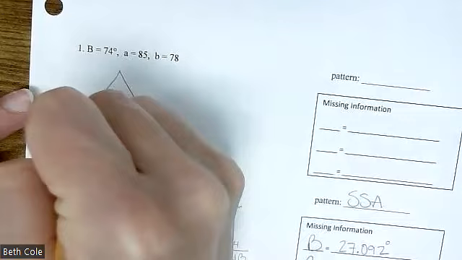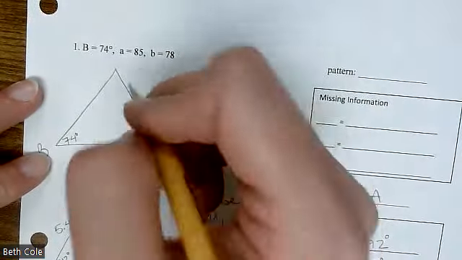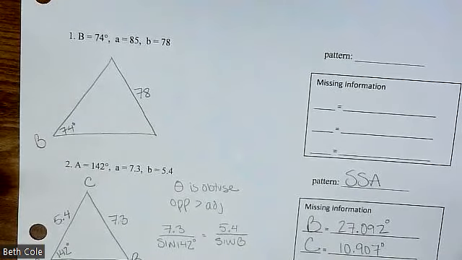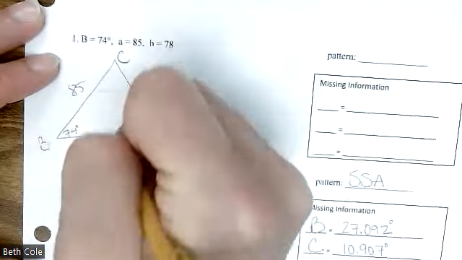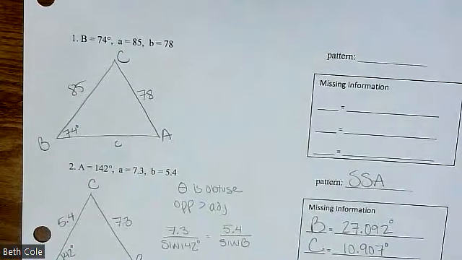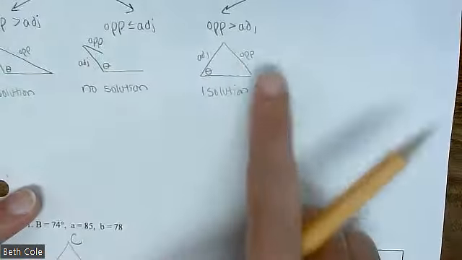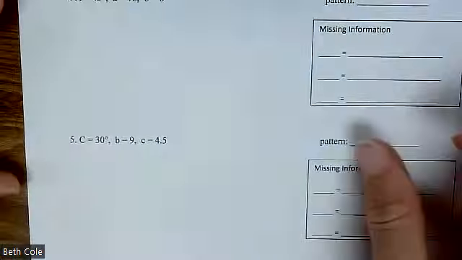B, 74. Across from that, 78. And then what's the other side that I've got? A, 85 goes there. So this is A. The one you don't know anything about is C. Is the opposite bigger than adjacent? No, it's not. That's not the one I'm looking for. Okay, let's keep going and find it. It was not that one.